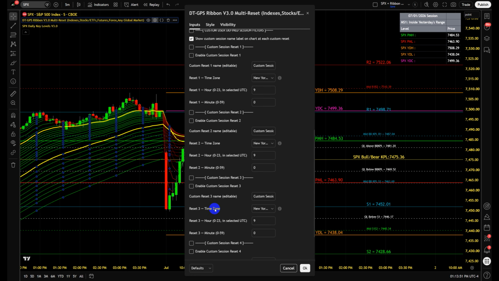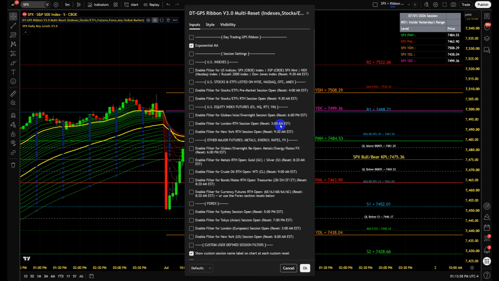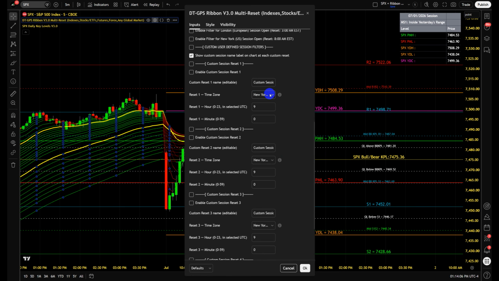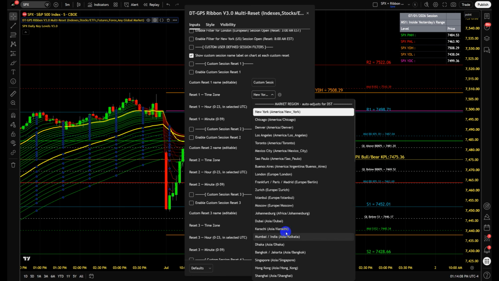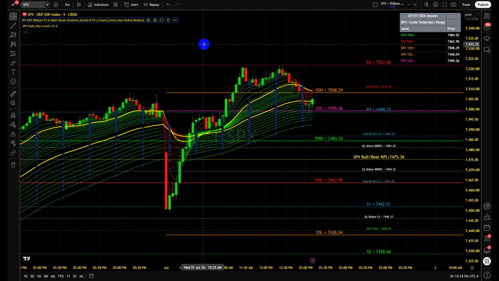It also has custom resets for international. If you trade international markets that have different times than US, simply go down there. You can just set a custom thing. You can name it whatever you want. You go in and select your market region. You select the time reset hour for that particular market region. You have up to 4 custom ones for that.